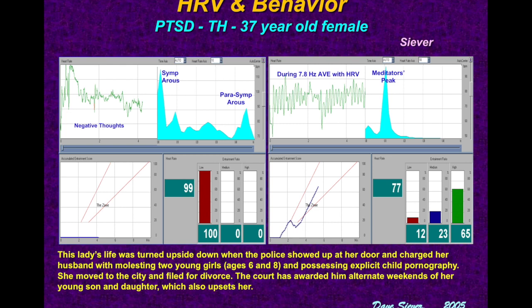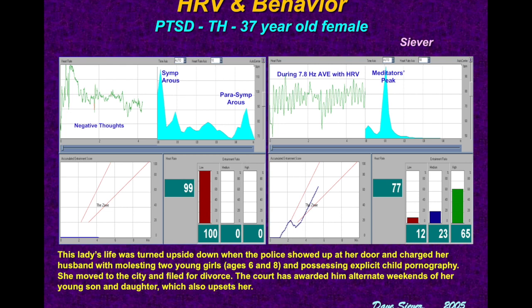Here's a study looking at heart rate variability. Now, this lady was going through post-traumatic stress relating to an event in her life when her husband was charged with molesting 2 young girls and having explicit child pornography on the computer. And then a judge awarded him alternate weekends to care for her young son and daughter. Her son was 8 and her daughter was 6 years old at the time, and that caused her a lot of distress.